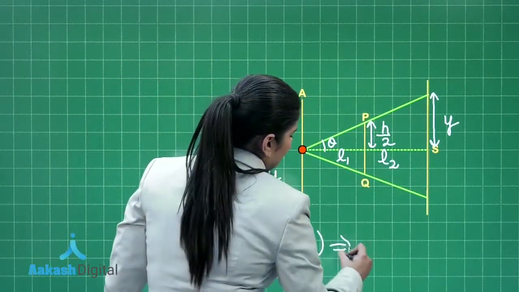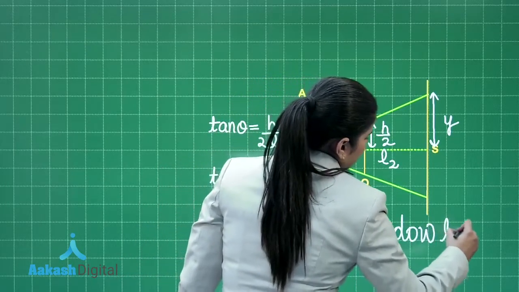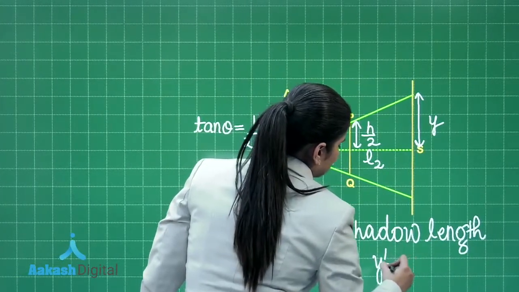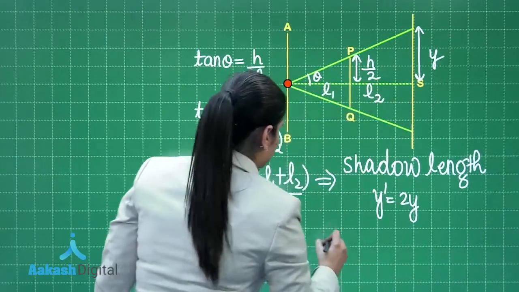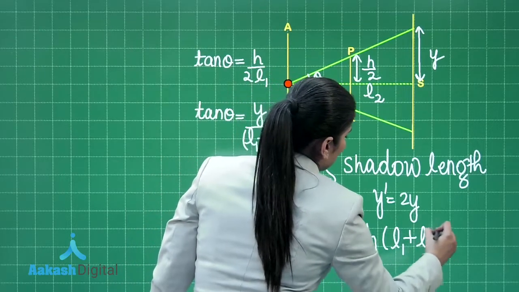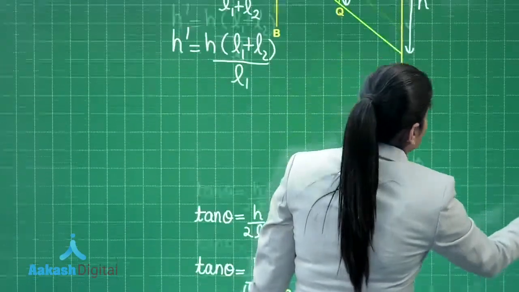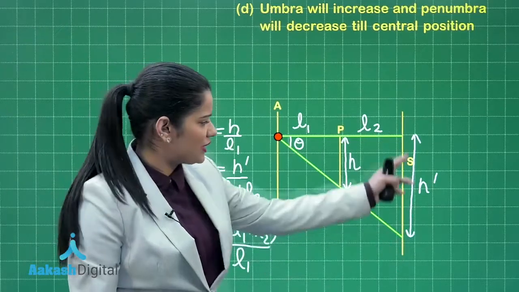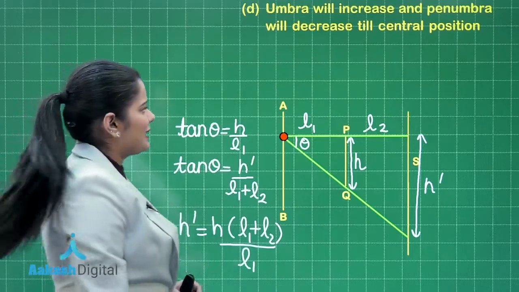So if I take the length of the shadow to be y dash, that will simply be twice of y, and that can be written as y dash equal to h into the bracket L1 plus L2 divided by L1, and this is the same as the above case. So in this case also, this shadow length h dash comes out to be the same. This is what we are getting in the second case also.